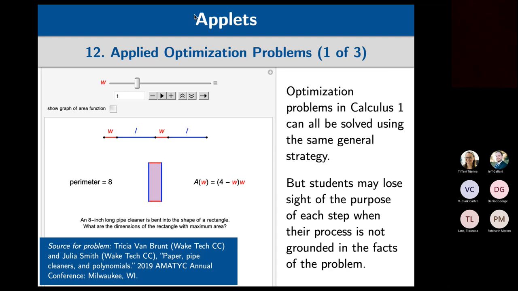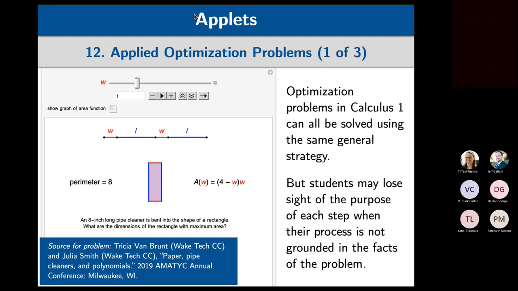So this is the last set of applets I want to talk about. There are three of these optimization problems. This is a problem I stole from a conference right before the pandemic. Instructors were handing out pipe cleaners to the students and asking them to maximize a rectangular area using the pipe cleaner as the perimeter of the rectangle.